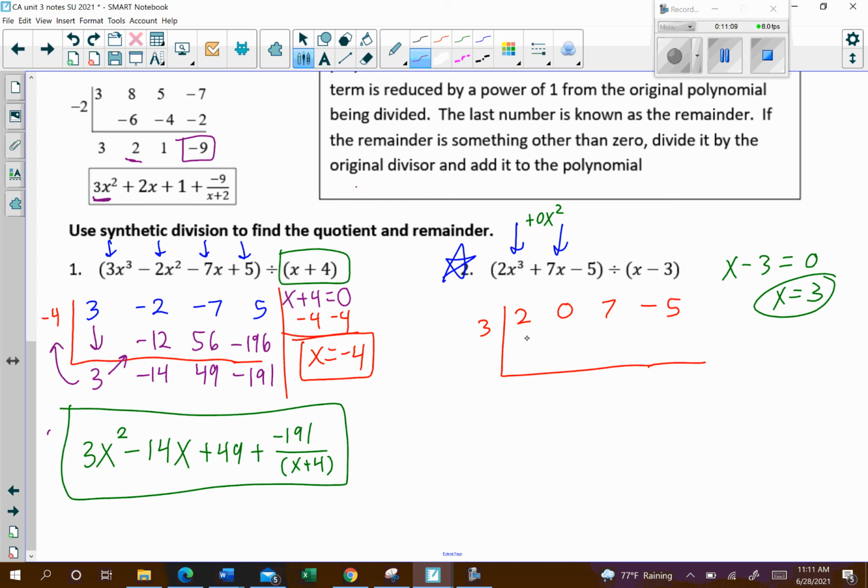So we'll go ahead and drop the first number. And then let's see, 2 times 3 is 6. 6 plus 0 is 6. Then we do the process again. We're going to multiply 6 times 3 is 18. 18 plus 7 is 25. 25 times 3 is 75. 75 plus a -5 is 70.